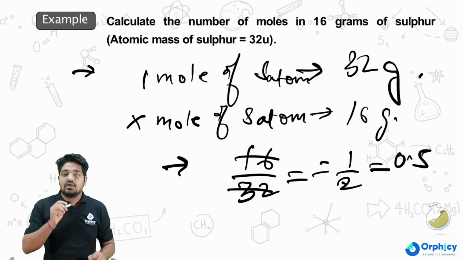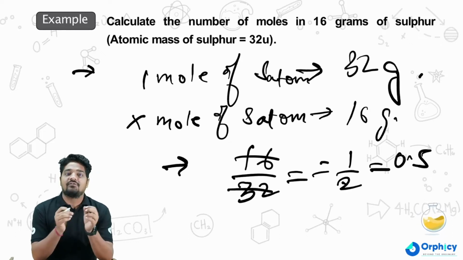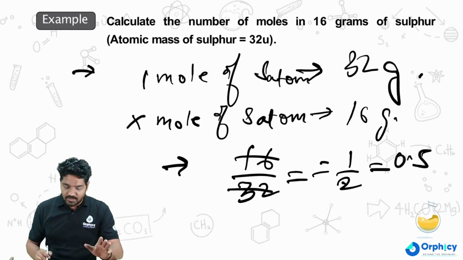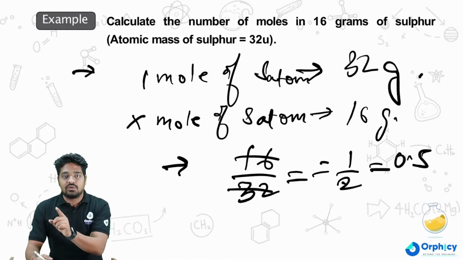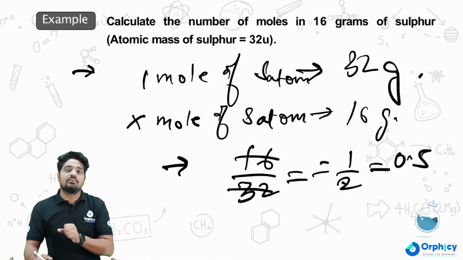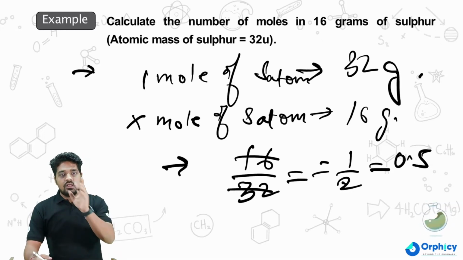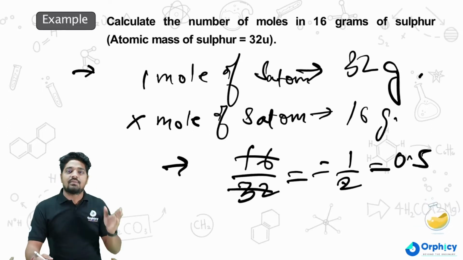So 0.5 moles will have the mass of 16 gram. I think this is a very simple question. Everyone will understand that if the mass of 1 mole is 32, then 16 gram is how many moles. So I have to use the unitary method. 1 mole has mass 32 gram, so 16 gram will be the mass of how many moles?